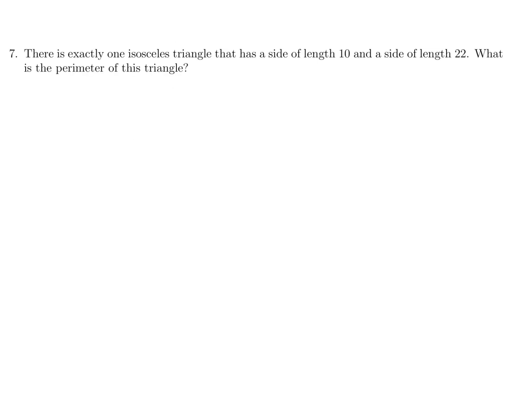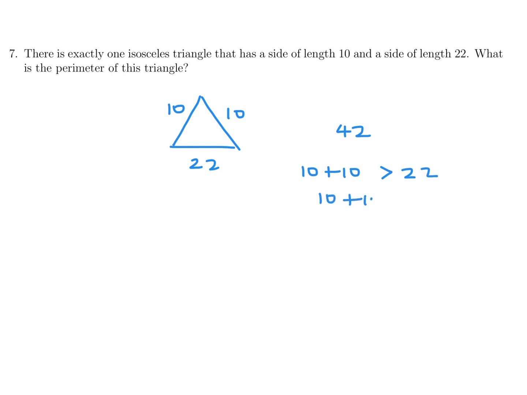There is exactly one isosceles triangle that has a side of length 10 and a side of length 22. What is the perimeter of this triangle? Okay, so let's see here. If the sides are 10, 10, and 22 like that, the perimeter would be 42. But here's the problem. This fails the triangle inequality because 10 plus 10 has to be greater than 22. But in this case, 10 plus 10 is 20, which is not greater than 22.